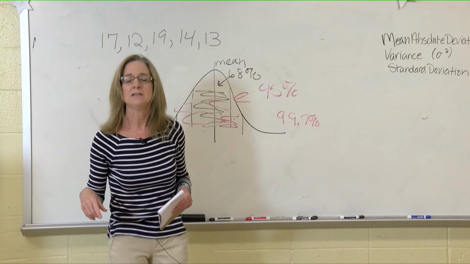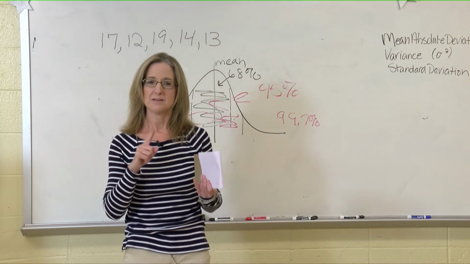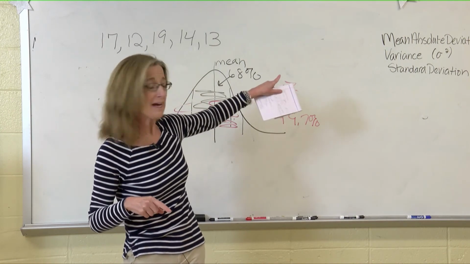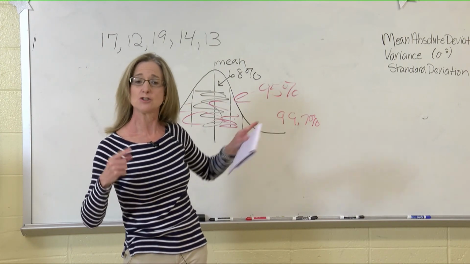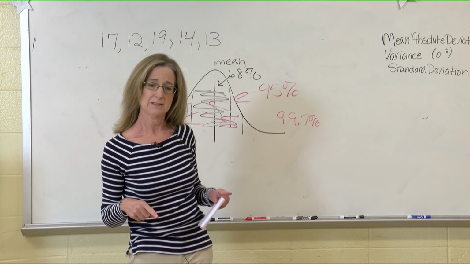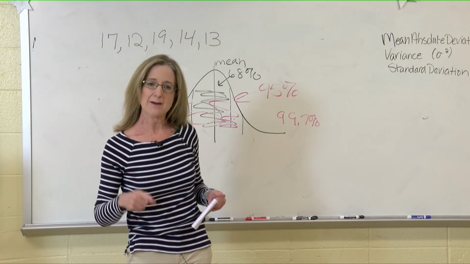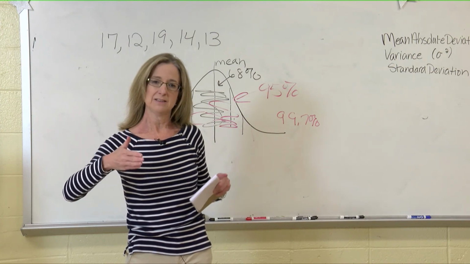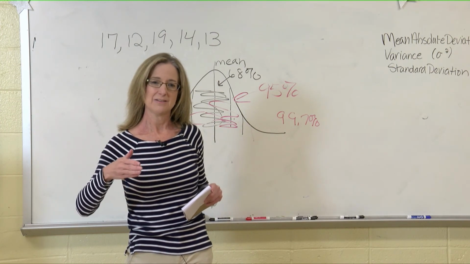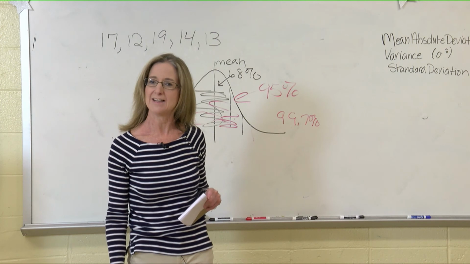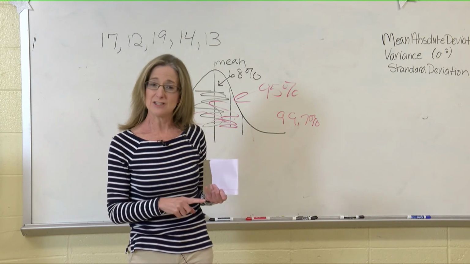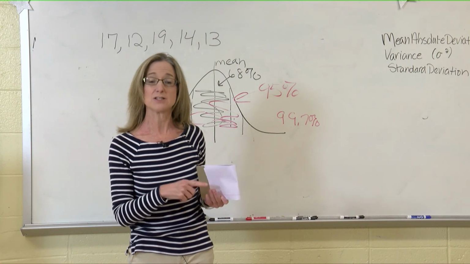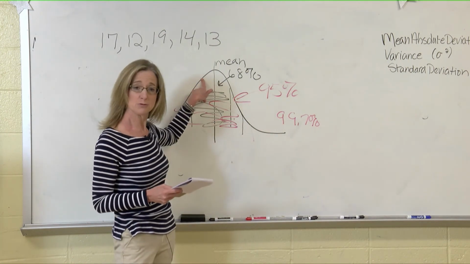So once again, I lost it. Mean absolute deviation is your distance from your mean. Absolute meaning the distance from the mean. I just lost my train of thought. Standard deviation, mean absolute deviation, and variance are best when you have a normal distribution.